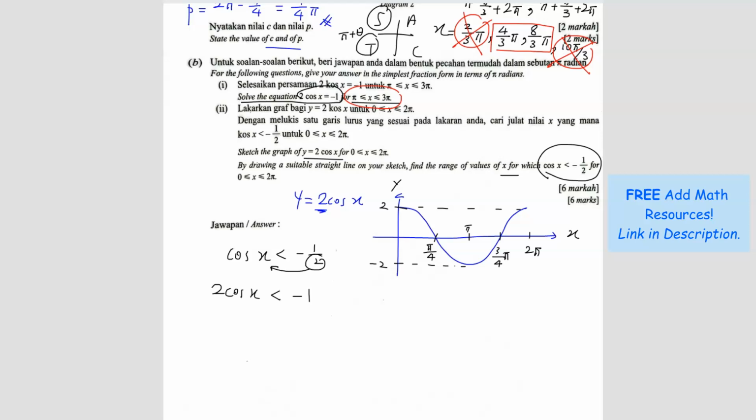Why am I doing this? Because this is actually the same as this, which is equal to y. So in other words, y is less than negative 1. So y is less than negative 1 is the same as where? If I use y equals negative 1, the line is going to be here. On the graph, negative 1 is here. So the line is going to be this side.